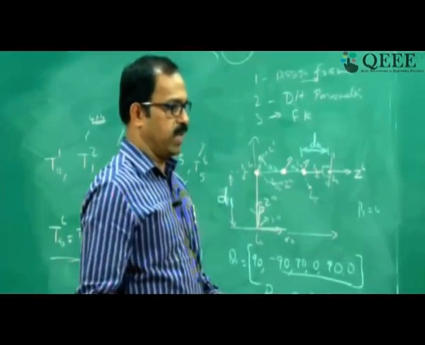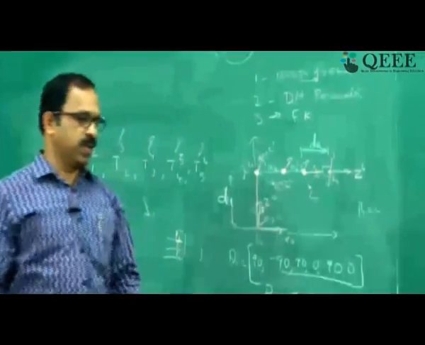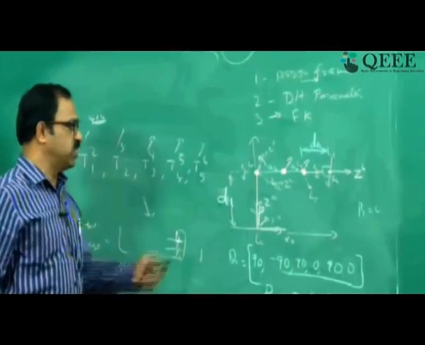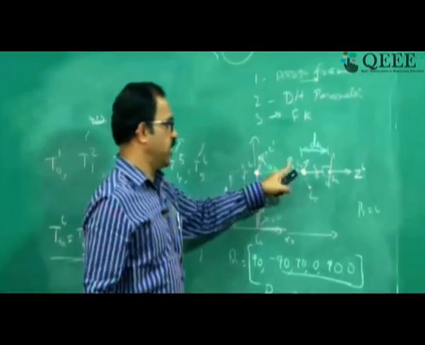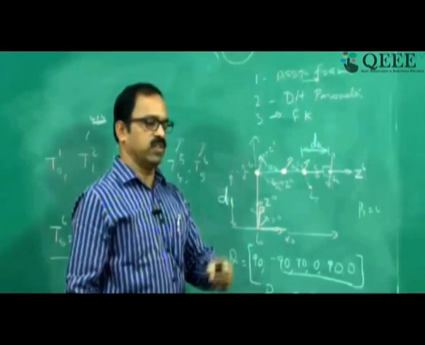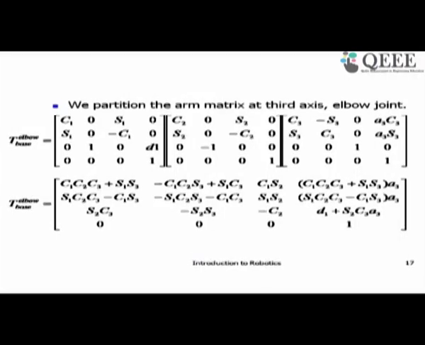So the matrix will be elbow to base in this case, because we put the elbow here. So from elbow to base you can get the first relationship, and then Px will be C1 C2 C3 plus S1 S3, multiplied by A3. Py will be S1 C2 C3 minus C1 S3, times A3. So similarly you can get the base relationship also.